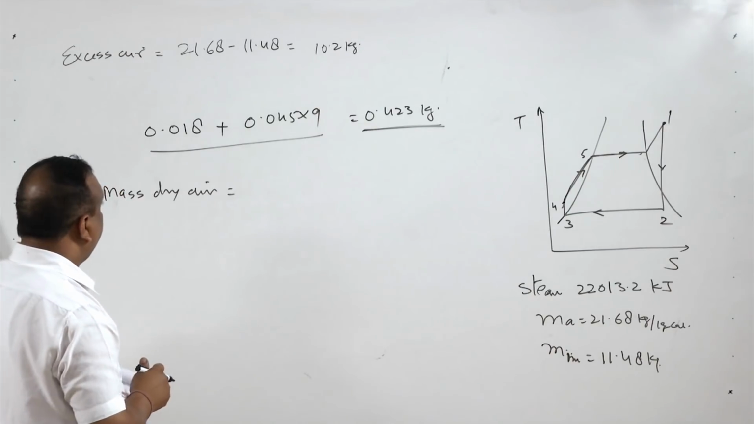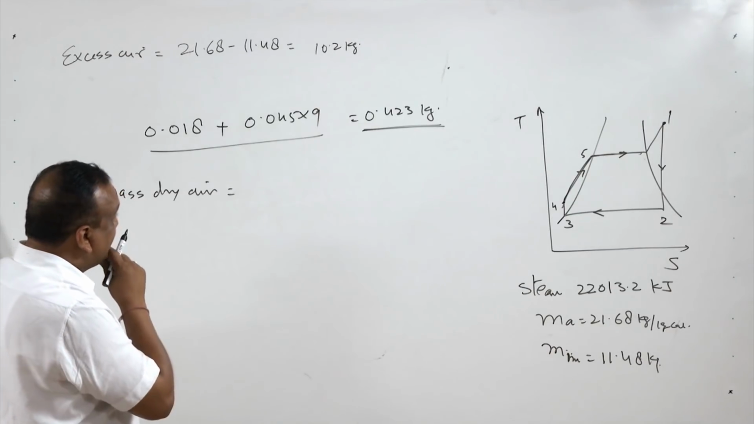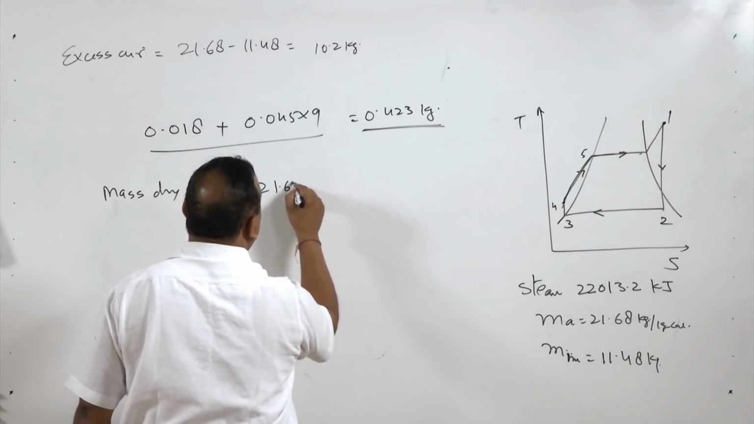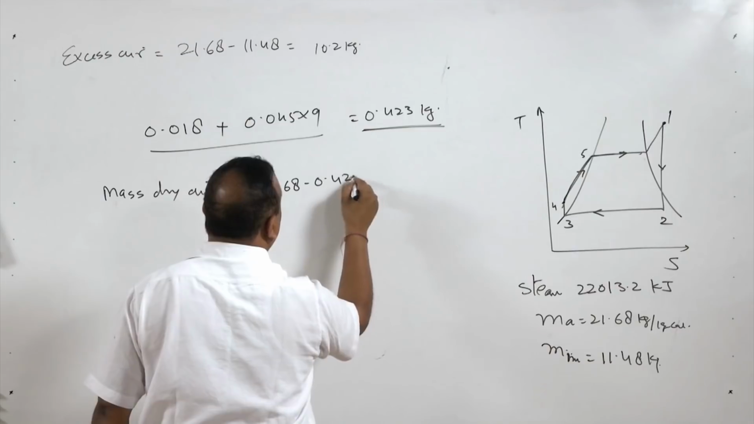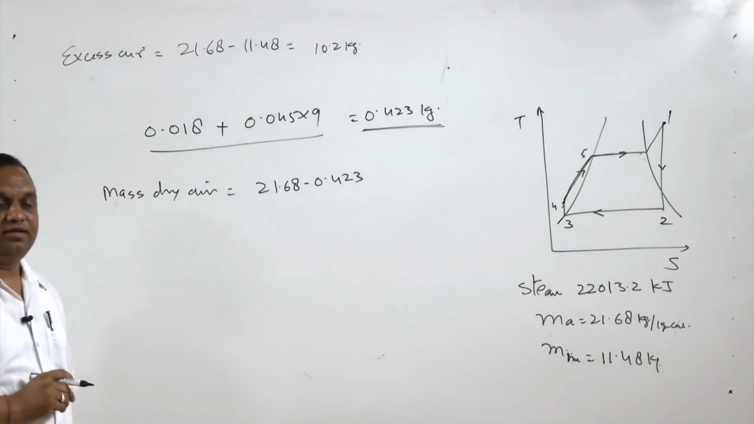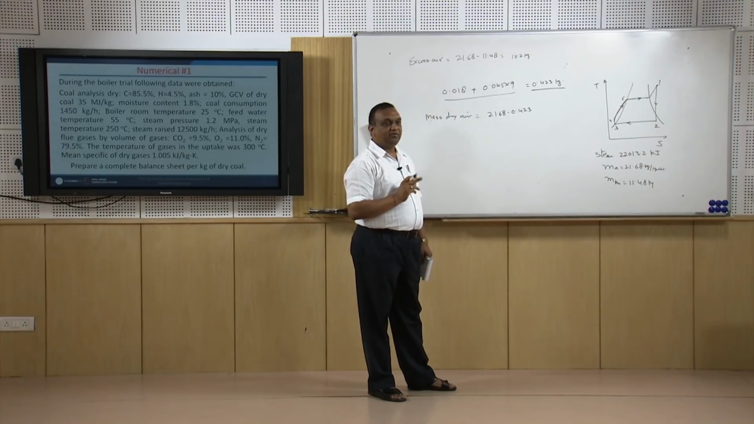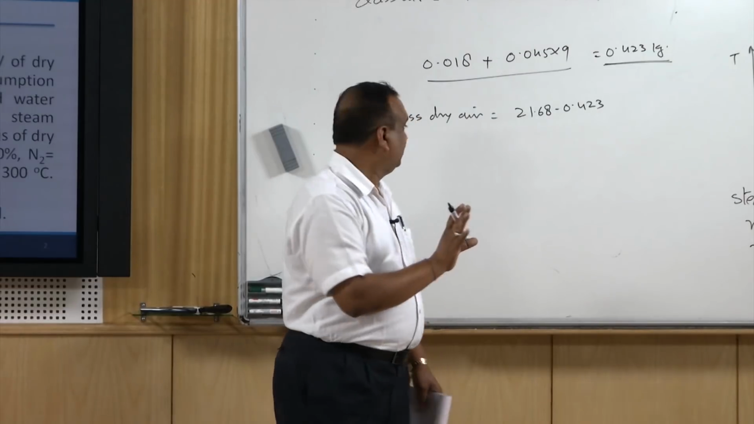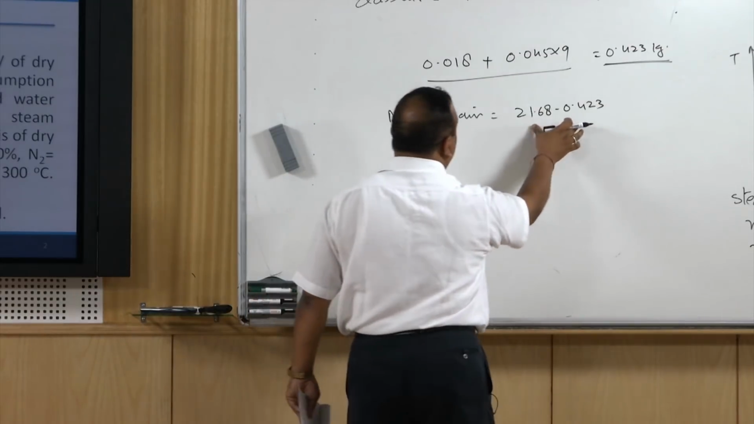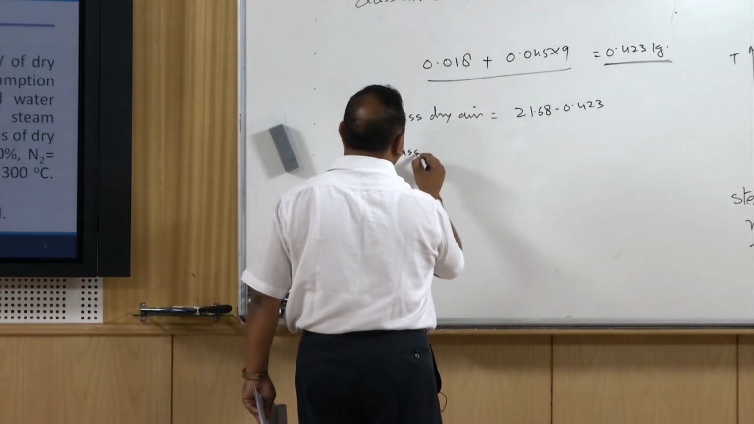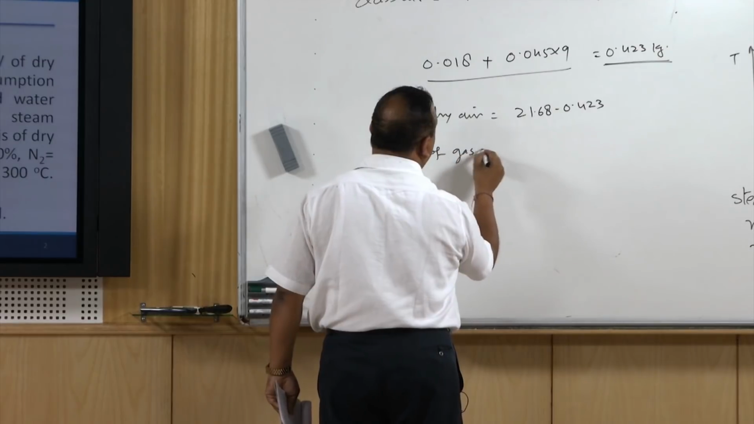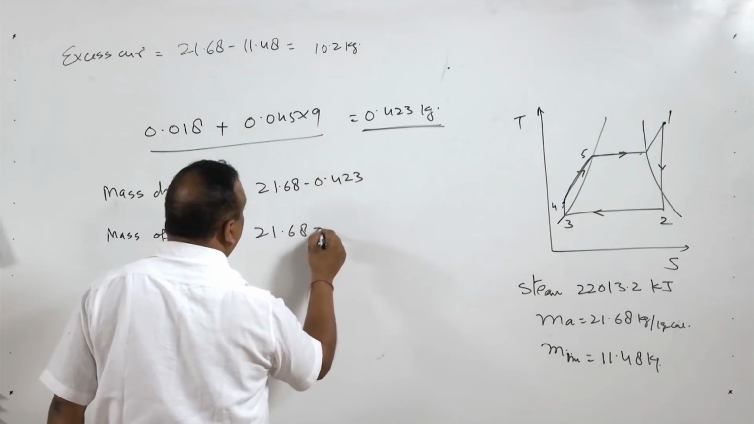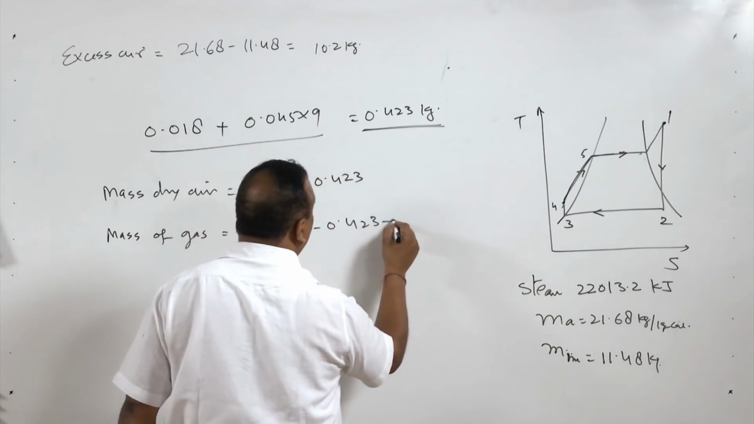Mass of the dry air. Dry air will be the difference of this 21.68 minus 0.423, plus the coal which is burned, which is also coming into the flue gases, right? So this is the mass of the dry air, and the mass of flue gases, dry gases, is 21.68 minus 0.423 plus 0.9.